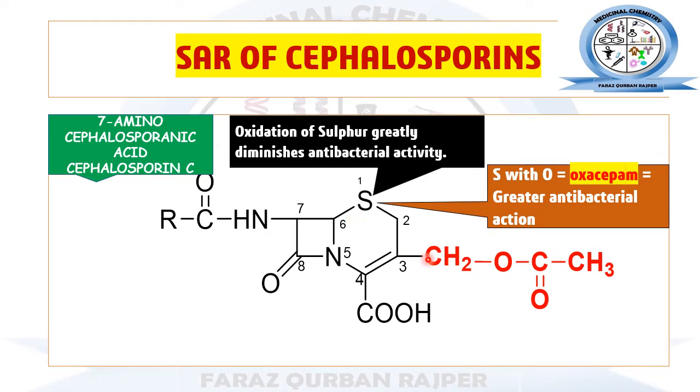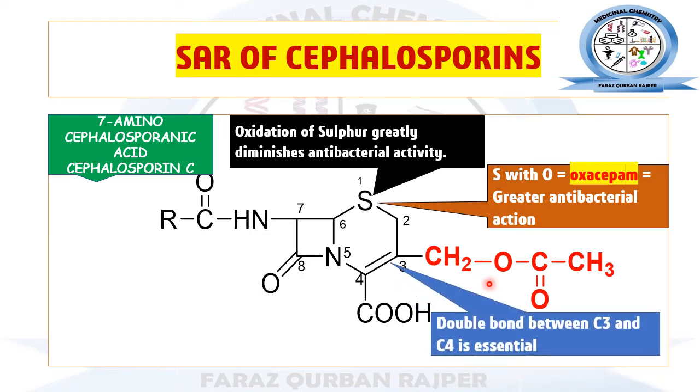At position number 3, you may observe that the acetoxymethyl group is present. It is a highly reactive group, and it is the site of metabolic degradation for the cephalosporin. Due to this, the cephalosporins are metabolically unstable. So that's why it is substituted with different functional groups and rings to convert the cephalosporin into a stable derivative. Besides this, you may observe that at positions 3 and 4 a double bond is present, and this double bond or unsaturation is essential for the antibacterial activity of the cephalosporin.